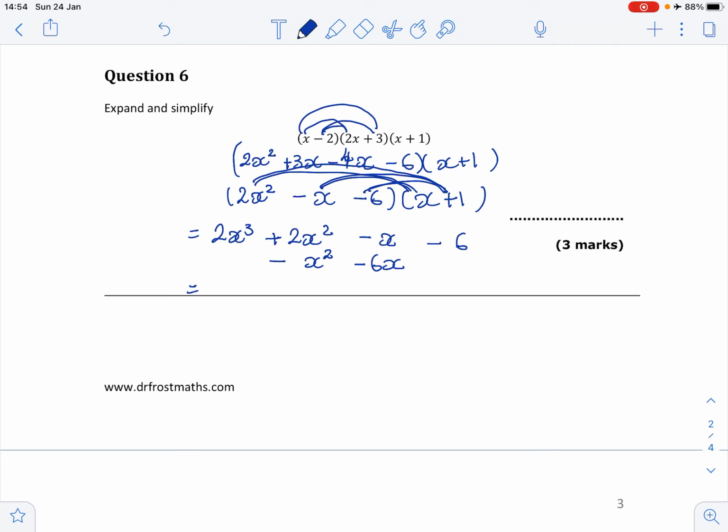So let's simplify our solution. So we should have 2x cubed, plus 2x squared minus x squared is plus x squared, minus x minus 6x is minus 7x, minus 6.